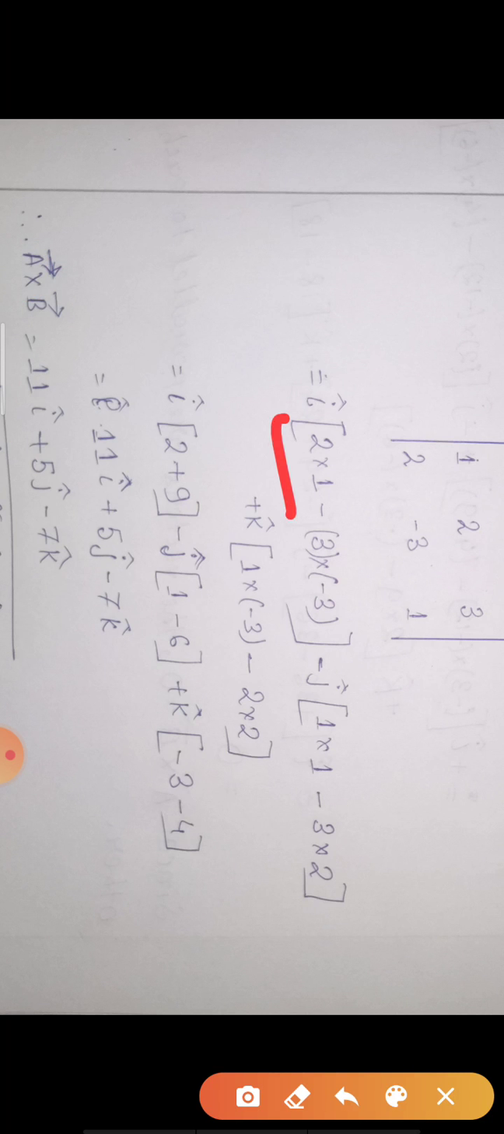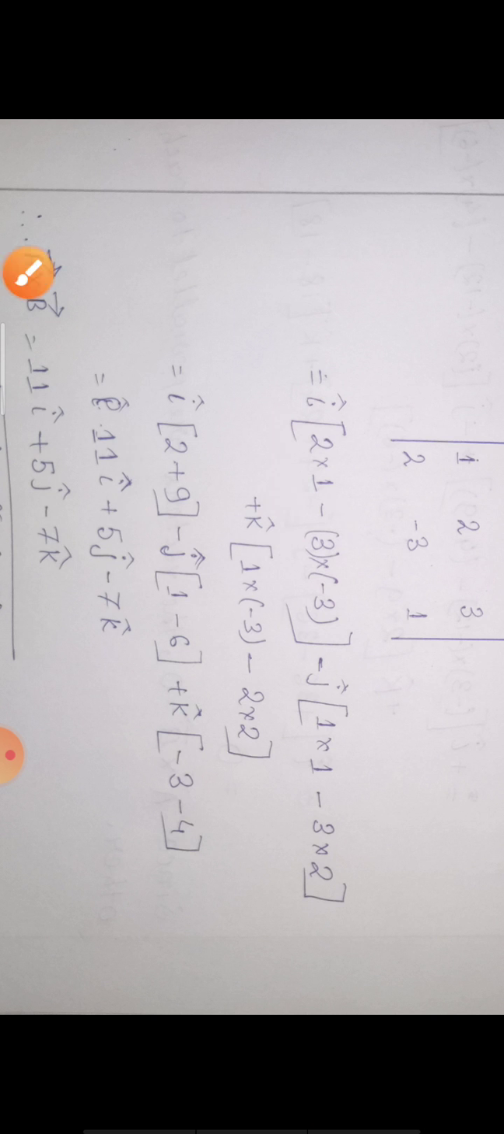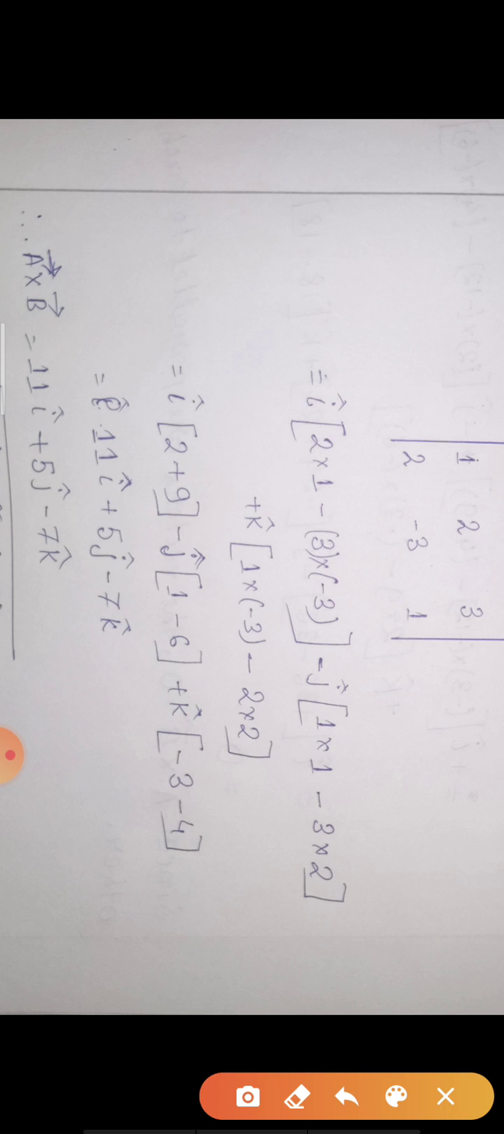So just multiply. 2 into 1 is 2. 3 into minus 3 is minus 9. Minus 9 with the minus sign is plus 9. So 2 plus 9 is 11. 1 into 1 minus 6 is minus 5, so minus j times minus 5 gives 5j. 1 into minus 3 minus 2 into 2 is minus 7. So a cross b is equal to 11i plus 5j minus 7k.